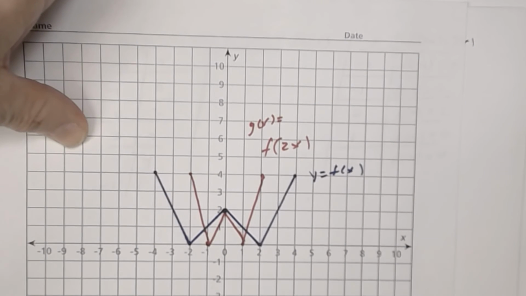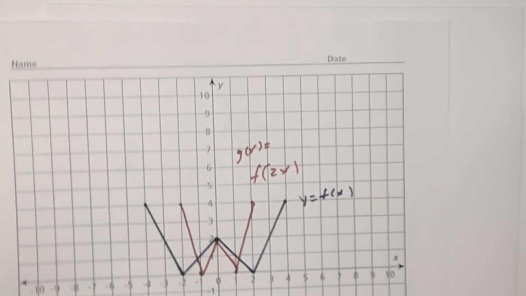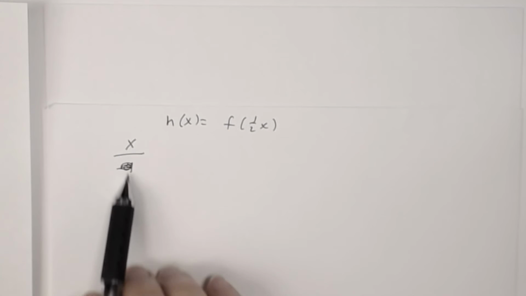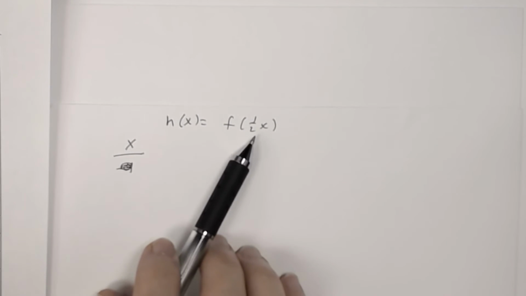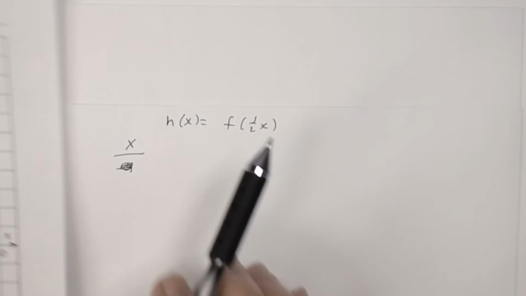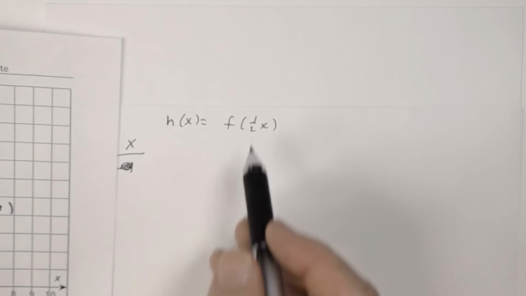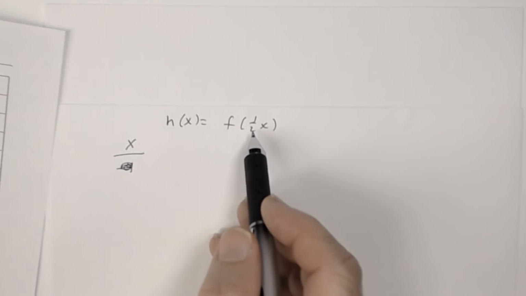All right, so here's the next one I want to look at. Okay, so now what we want to do is look at this. So what if we had, and I'm going to do the same table right here. What if we have f of 1/2 x? All right, so we know what happens when we have f of 2x, where c is 2. But what happens if it's not 2 anymore, but 1/2? All right, so let's see what happens there.